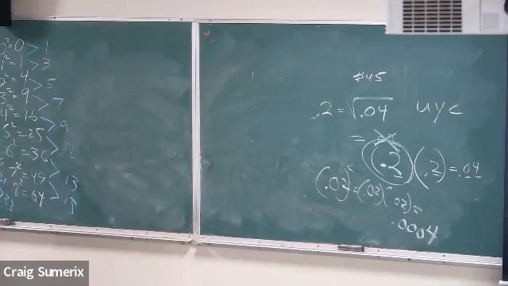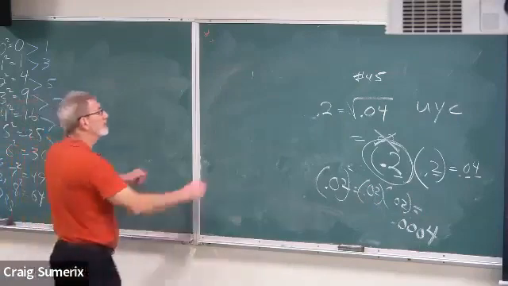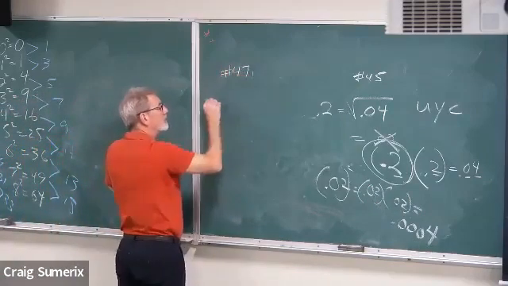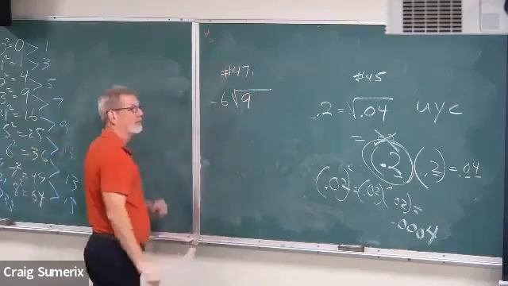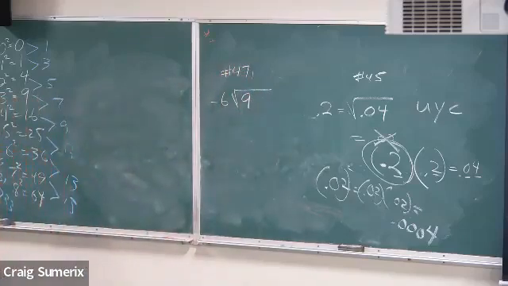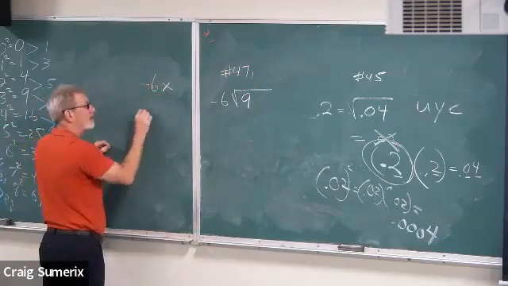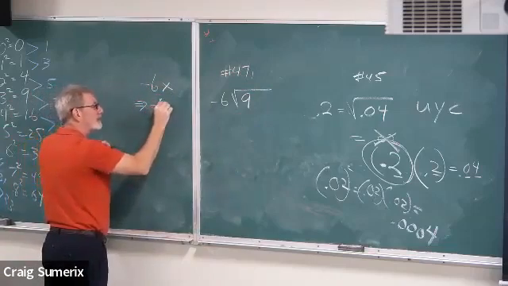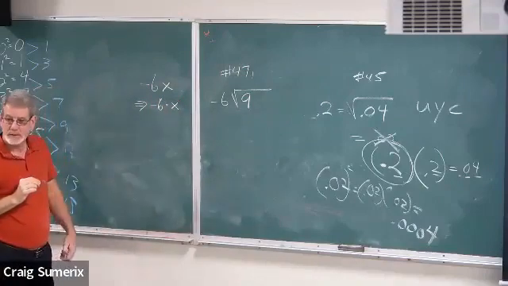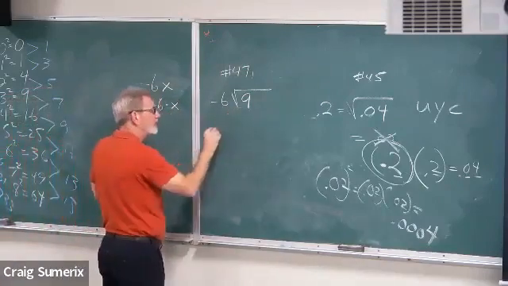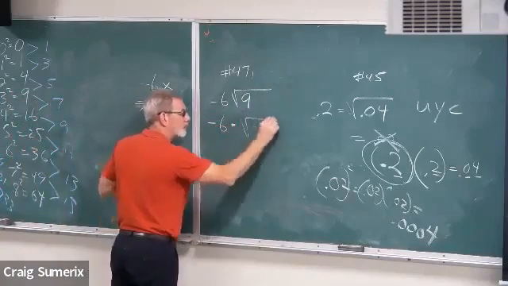So what if there's a number out front? Like 47: -6 square root of 9. Wouldn't that be multiplication? Yes. One of the nice things about chapter 8 is that you can treat radicals the same way you treated variables. If you saw -6x, that means -6 times x. Agreed? This means the same thing: -6 times the square root of 9.